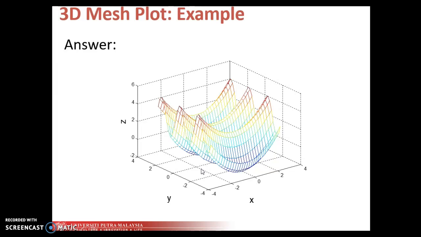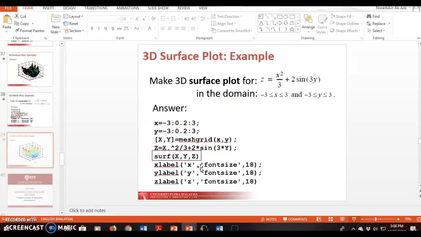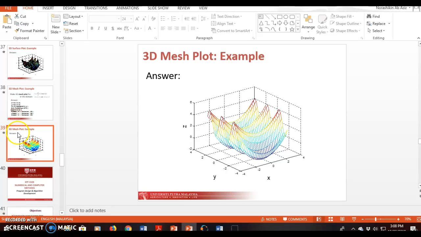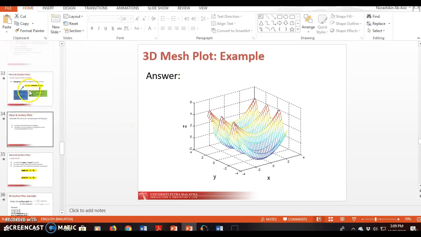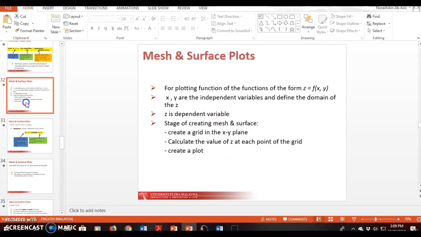So let's look at an example for plot3. We haven't done plot3, but before that, let me check the steps for mesh and surface plot. You should follow this. Creating a grid first, where I'm using meshgrid. Then you calculate the value of each Z after creating the meshgrid, assigning the capital X and capital Y values into the capital Z equations. And then you create a plot using either surface or mesh.